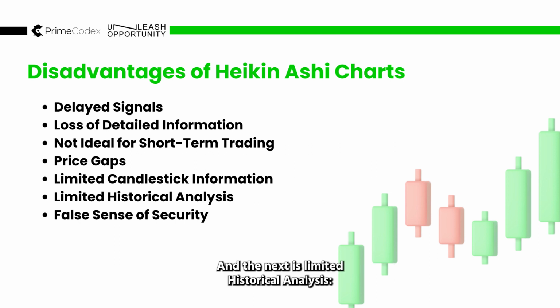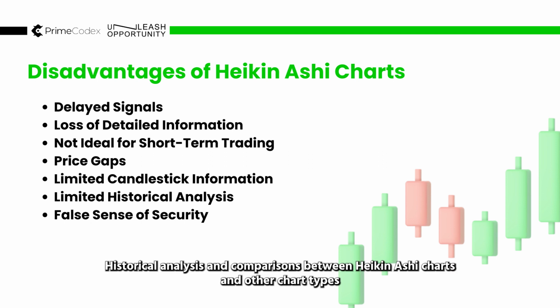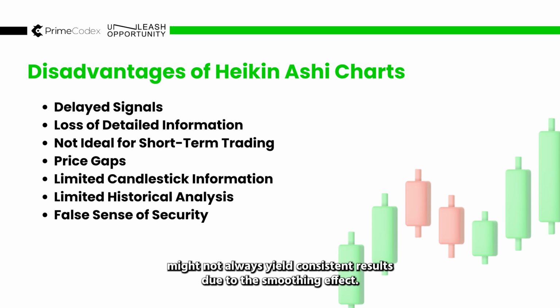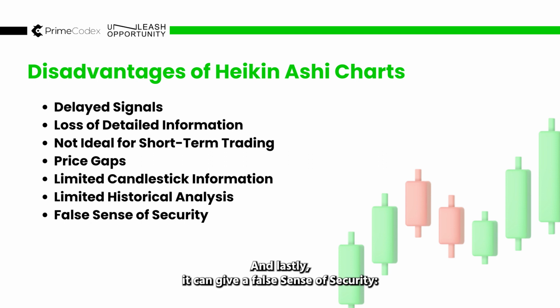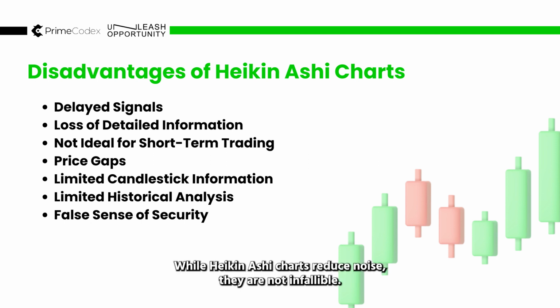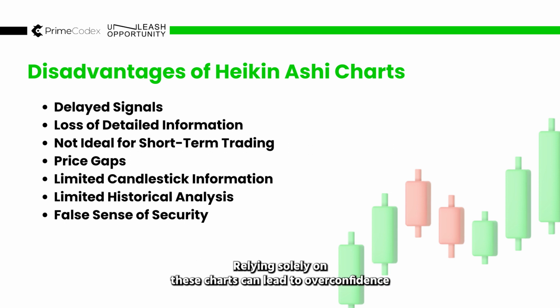And the next is limited historical analysis. Historical analysis and comparison between Heikin Ashi charts and other chart types might not always yield consistent results due to the smoothing effect. And lastly, it can give a false sense of security. While Heikin Ashi charts reduce noise, they are not infallible. Relying solely on these charts can lead to overconfidence and potential losses if other factors are not considered.